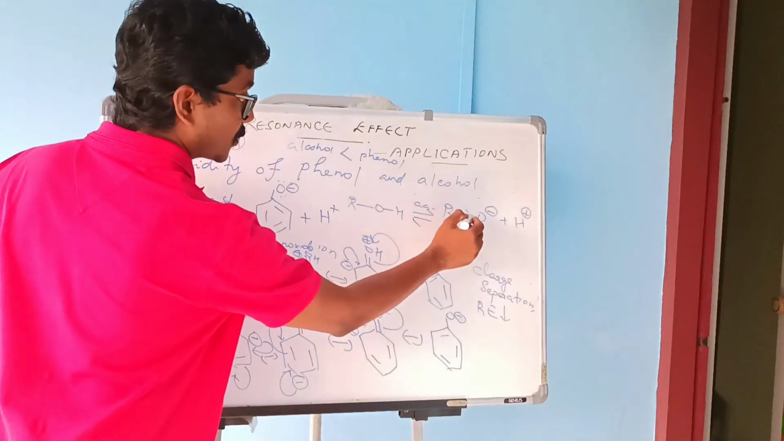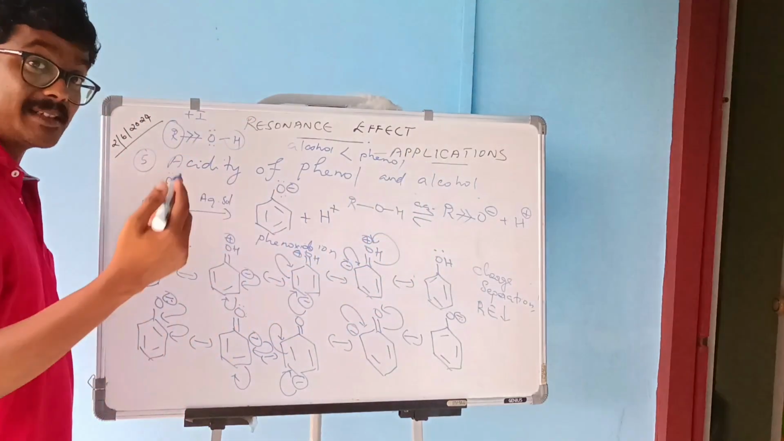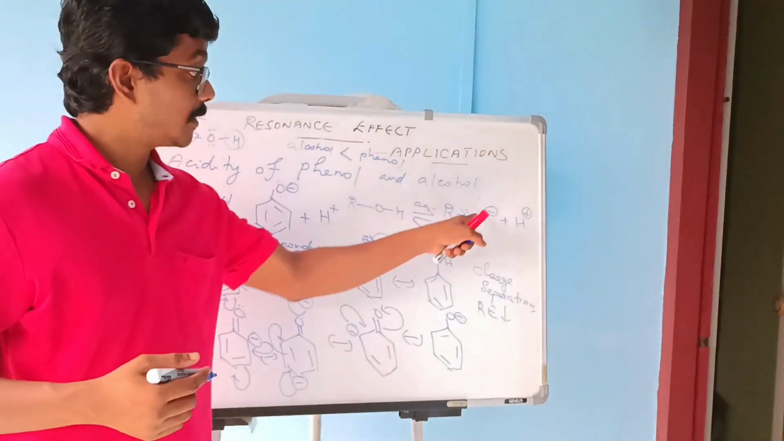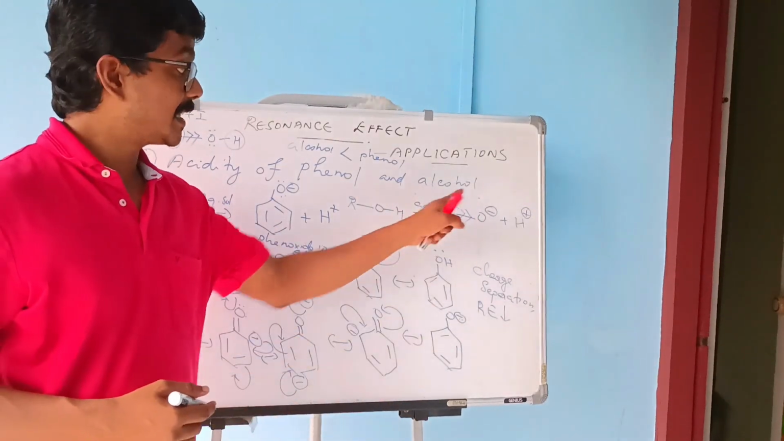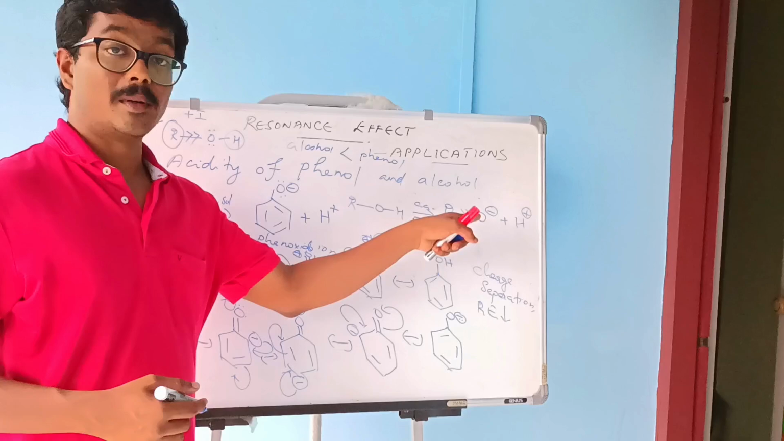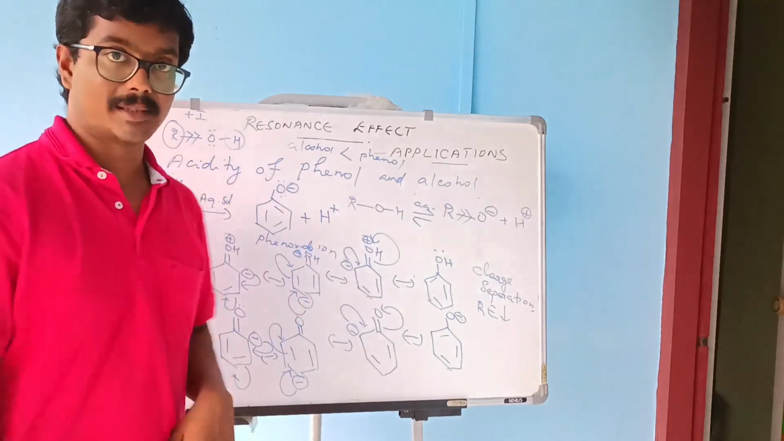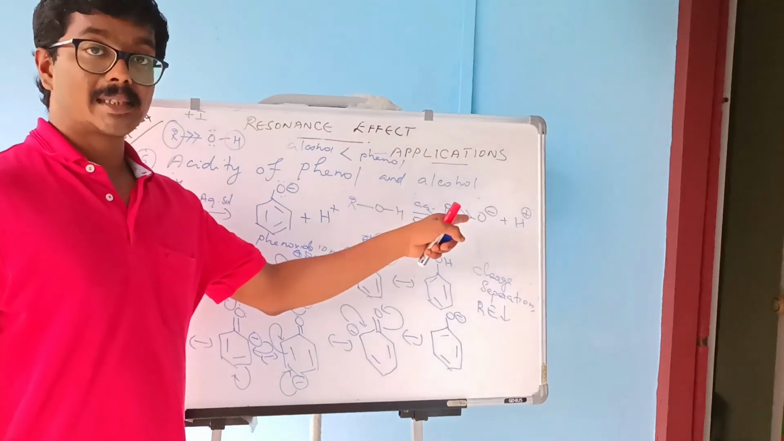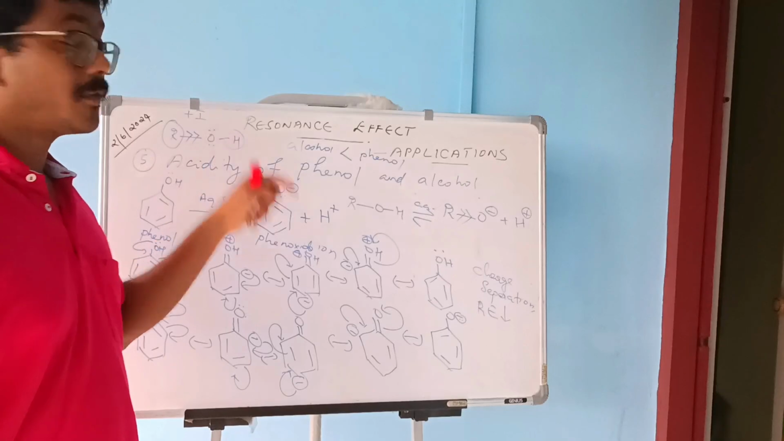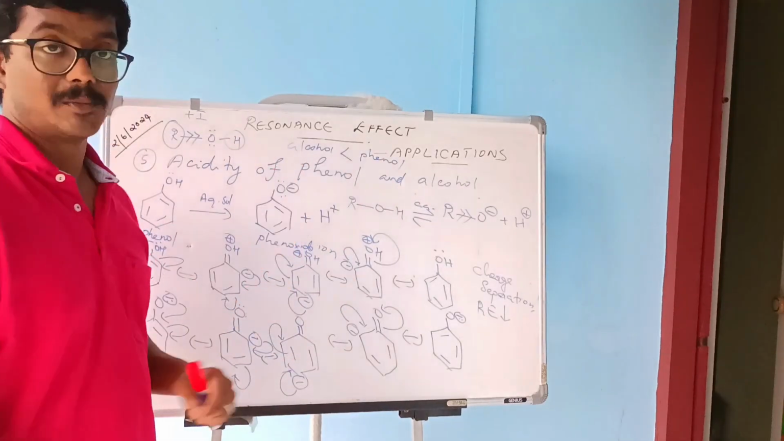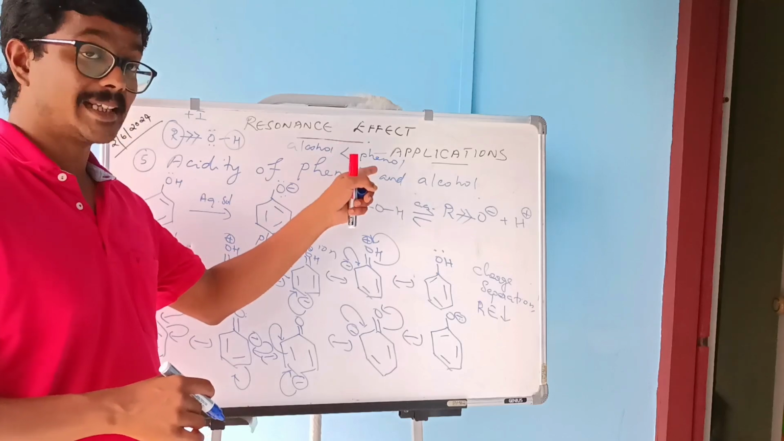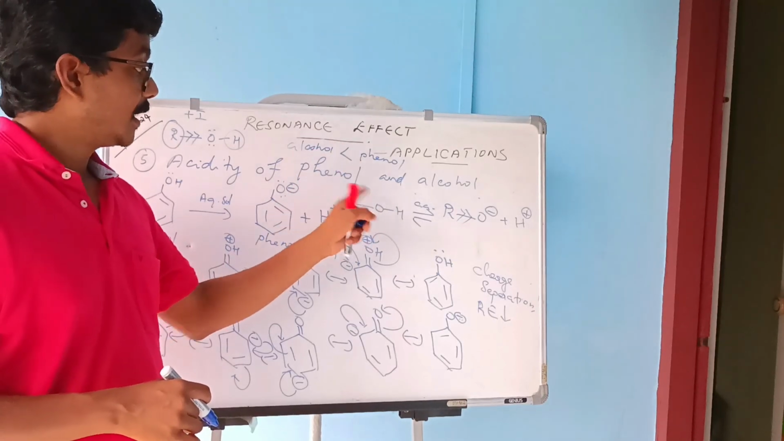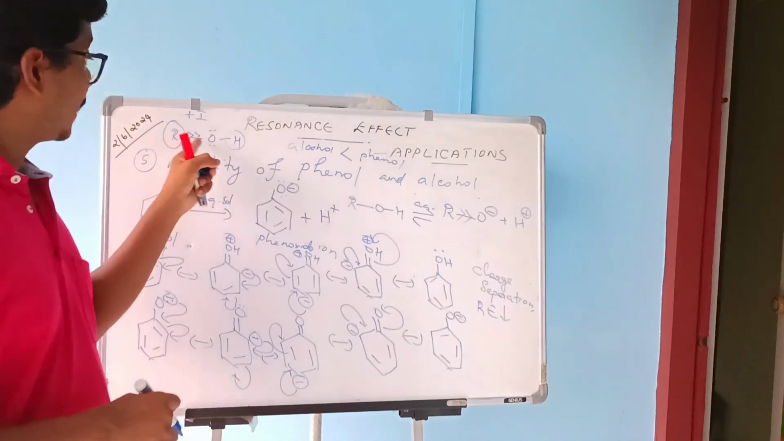This alkyl group also intensifies the negative charge on this alkoxide group. This is known as the alkoxide group, which is destabilized because charge increases, stability decreases. This is also the reason behind the lower acidity of alcohol compared with phenol. So we can say that phenol is more acidic than alcohol due to the plus I effect in alcohol.